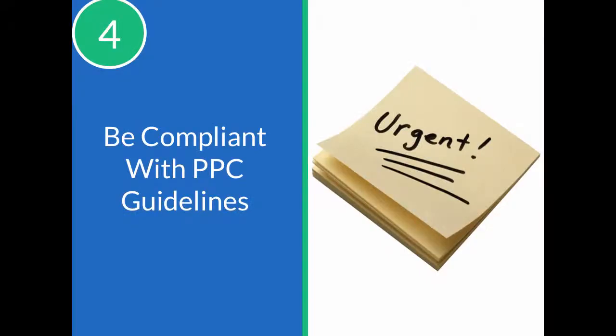Now, number 4 is to be compliant with pay-per-click guidelines. Now, again, we recommend using pay-per-click, whether it's Google AdWords, Bing ads, Facebook ads, whatever it is, to generate leads quickly and do that at the beginning. But it's ultimately up to you to make sure that you are compliant with those guidelines.